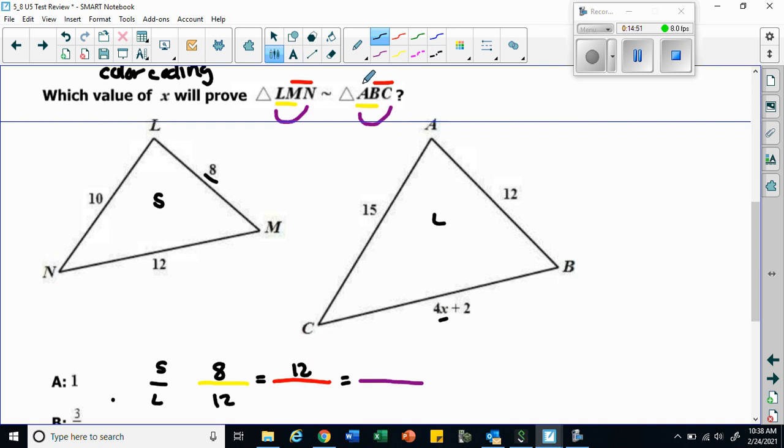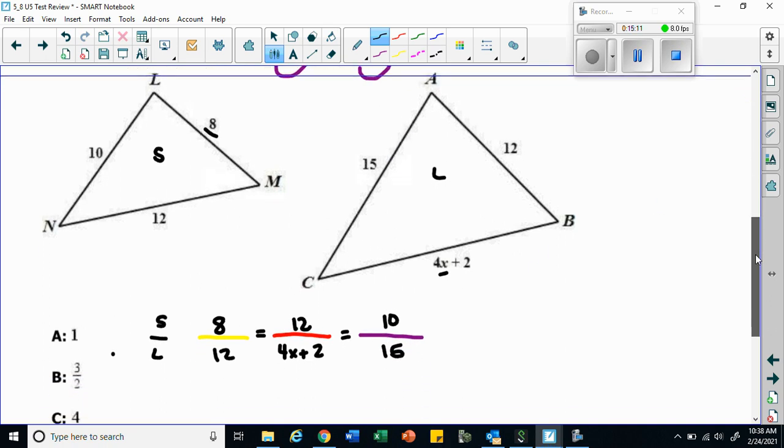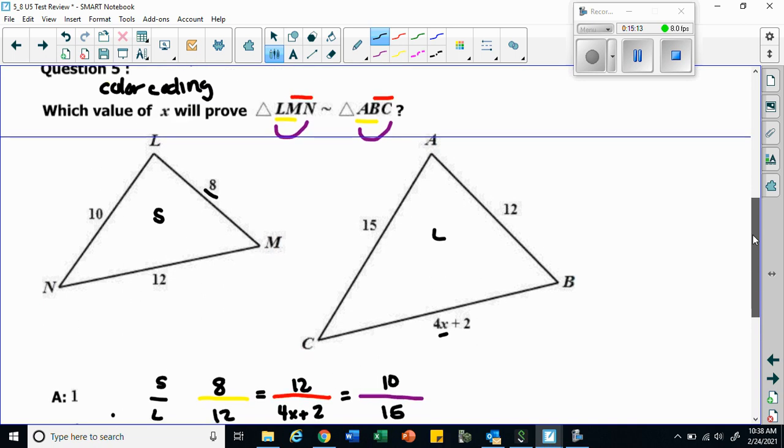And then I'm going to go to BC, and my BC is 4x plus 2. Now I'm going to do my purple hook, LN. LN is 10. And then I'm going to do my purple hook, AC. AC is 15. There we go. So now we set up our proportions based off of our color coding.